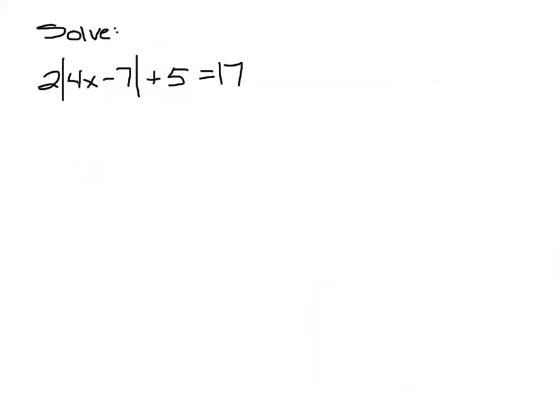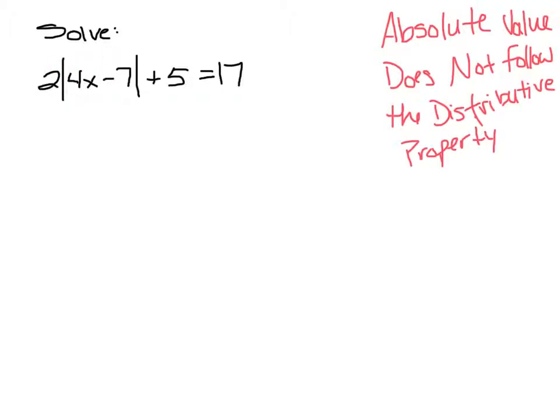Alright, let's try this one. We got 2 times the absolute value of 4x minus 7, plus 5, equals 17. Now, I'm sure some of you are thinking, hey, why don't we just distribute this 2 to both these terms? You can't do that. The absolute value does not follow the distributive property. It's its own little function. The absolute value tells you how far a number is away from 0. So you cannot distribute. It's not grouping symbols.